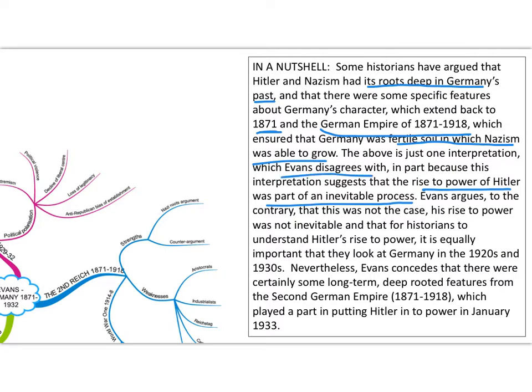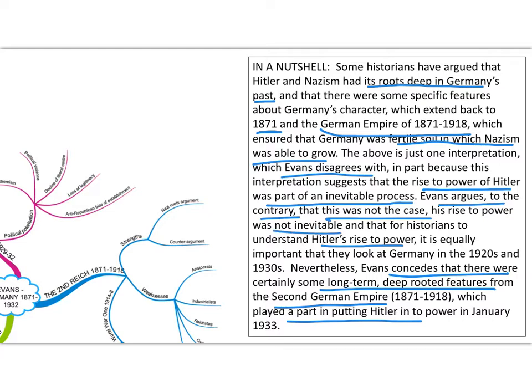Okay, but nevertheless, in his chapter, he does consider and concede that aspects of this argument are true. He does say, look, there were certain deep-rooted features from the Second Empire which did play a part in putting Hitler into power, but ultimately he argues to the contrary. He says he disagrees with them. He says it's not that simple, okay, that to suggest that the rise to power of Hitler was inevitable is too simplistic. So he doesn't agree with that point of view.